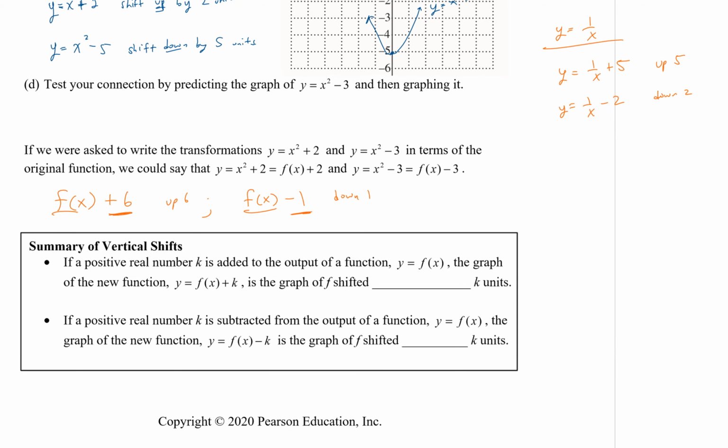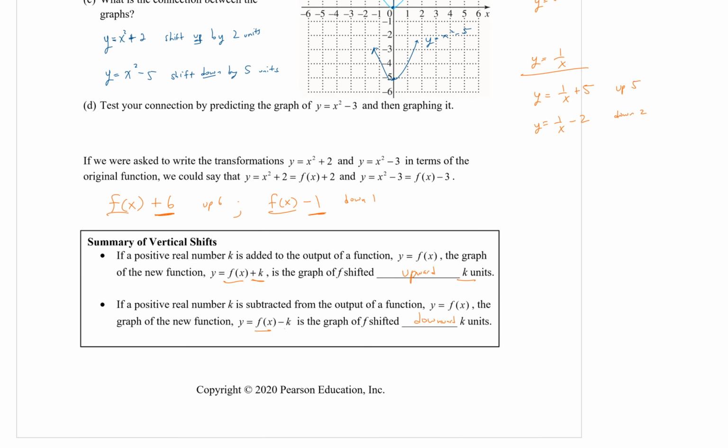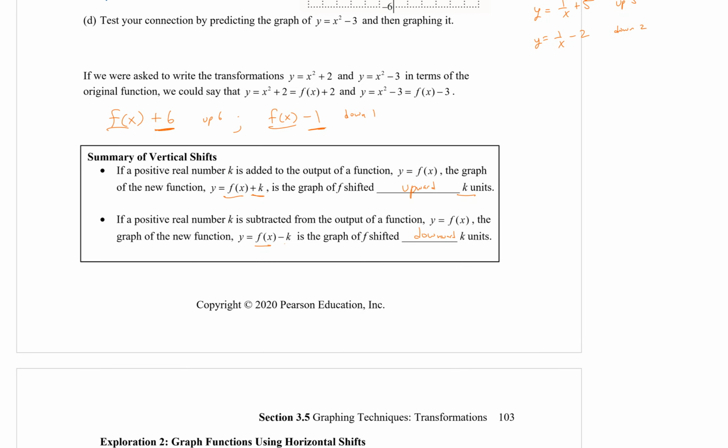So the general concept is, if you have an equation and you add a number, it's going to be shifted up that many units, okay? And if you have a function and you subtract a number, it's going to be shifting down, I guess you can say upward and downward, whatever, that many units. That makes sense? All right, so vertical shifting is all about adding and subtracting to an equation.